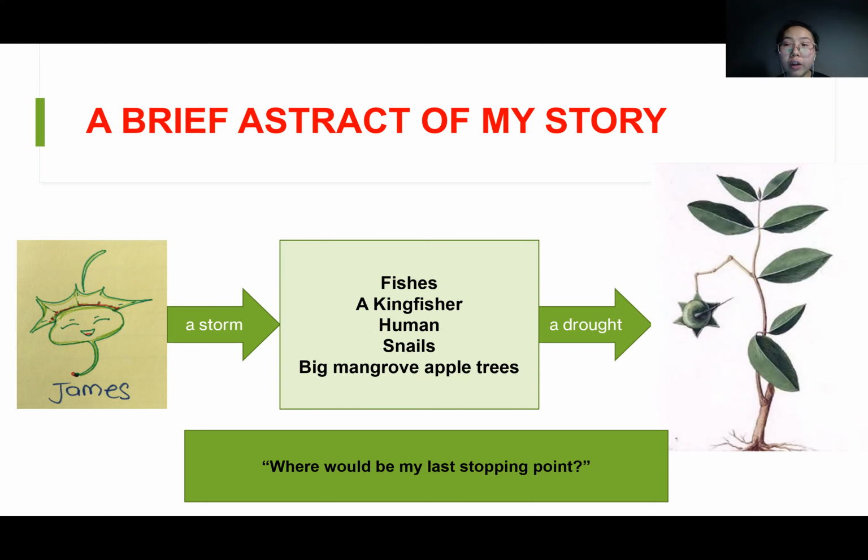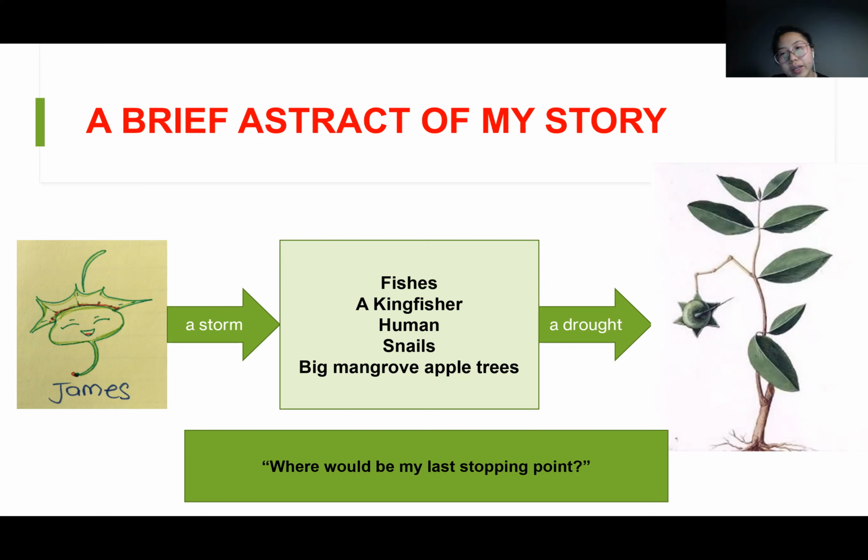determine another conflict, which is about the inability to decide his pathway, because he really depends on the water to move from place to place. He always asks himself over and over, where would be my last stopping point? But I suppose that at the ending of my story, all of my conflicts should be solved.